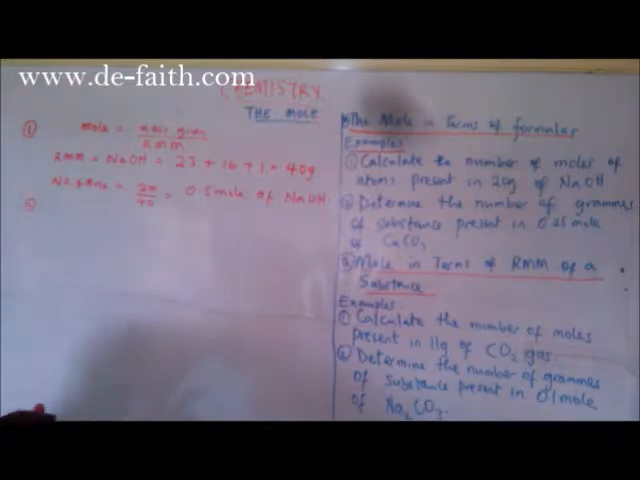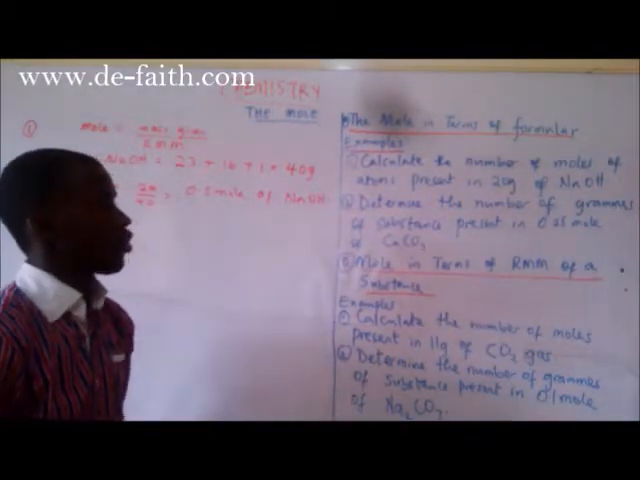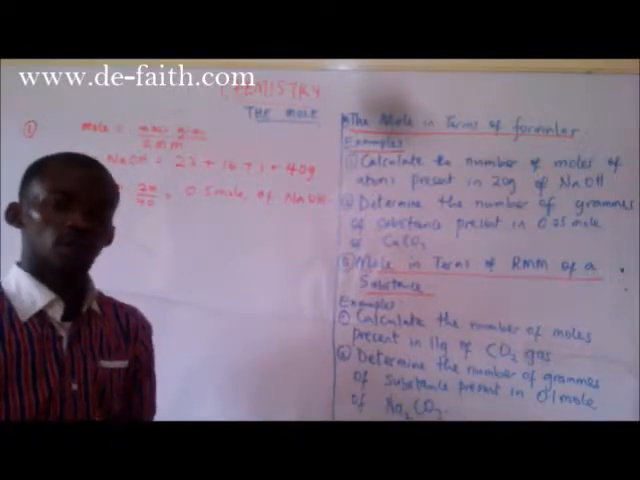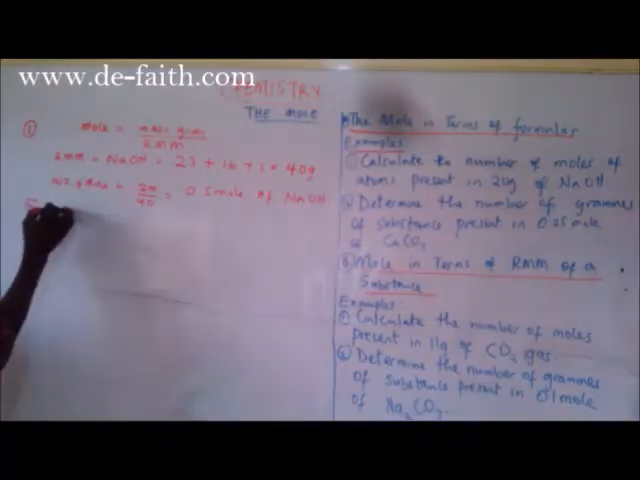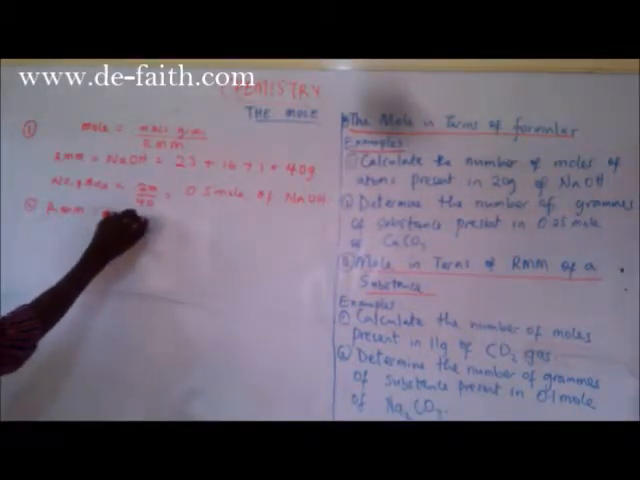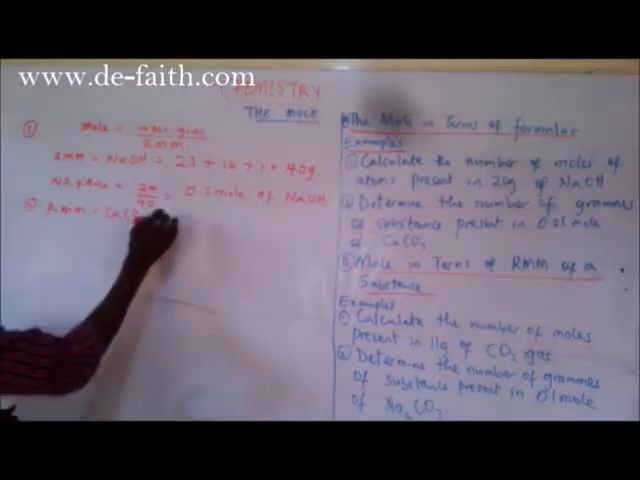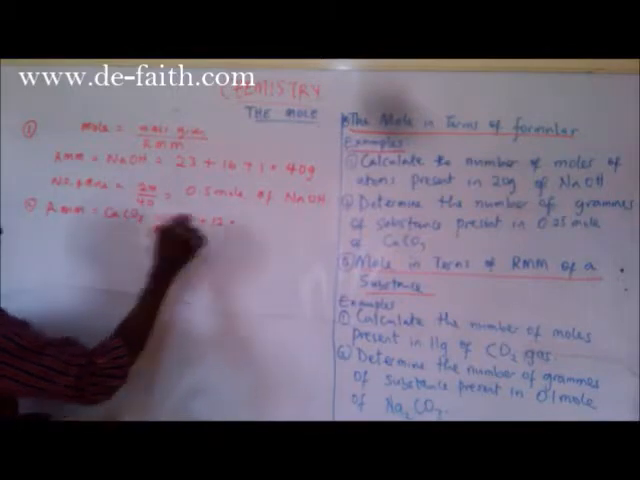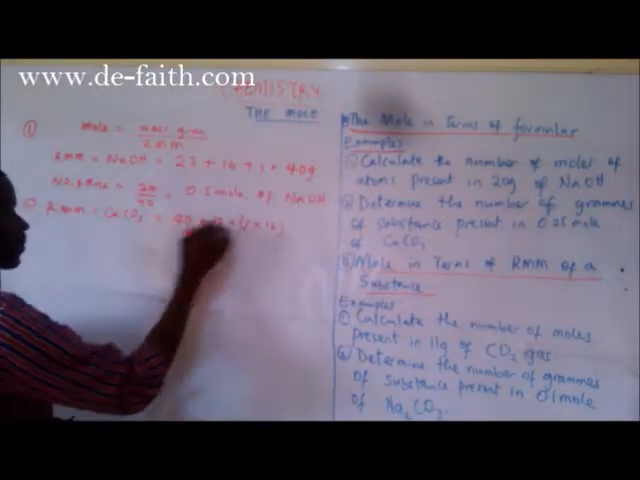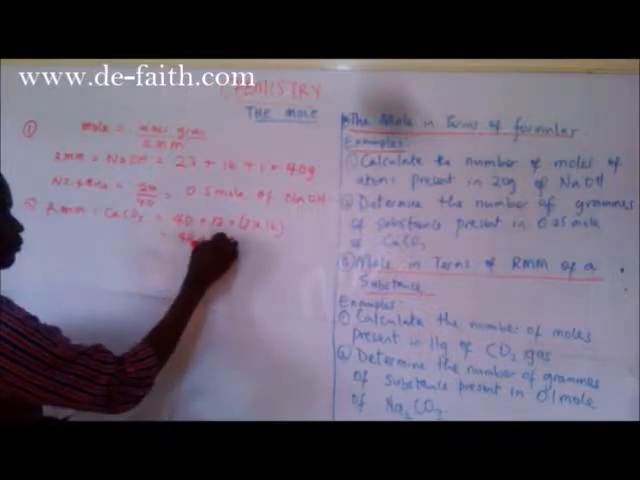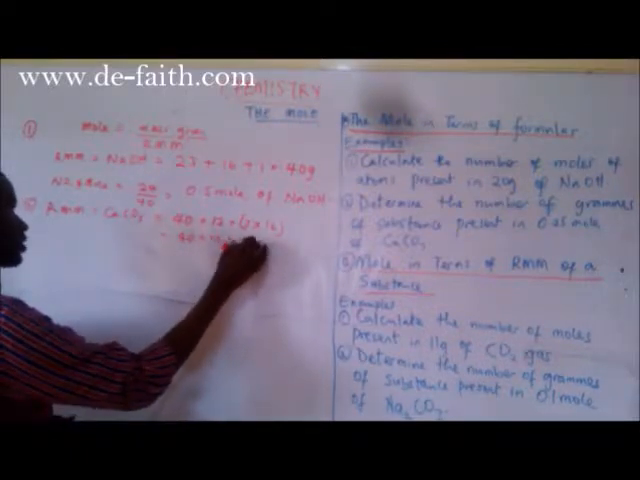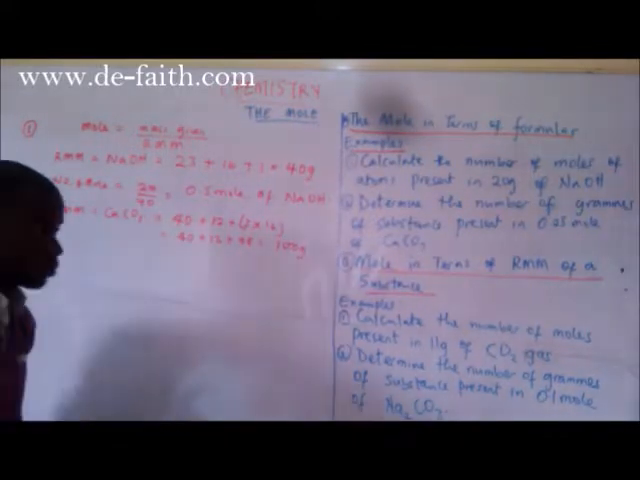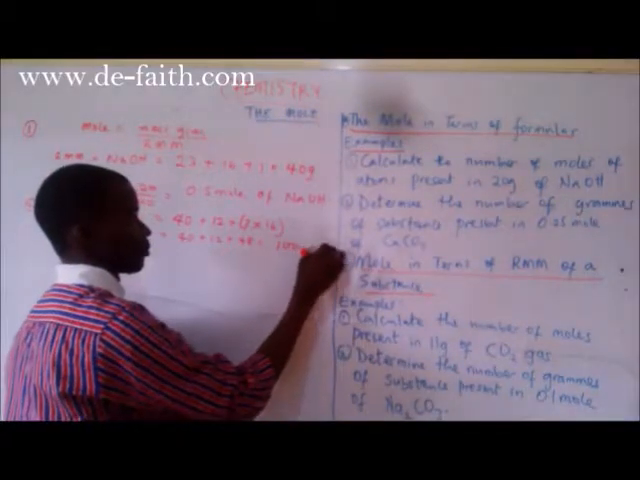Example 2. We have to determine the number of grams of substance present in 0.25 mole of calcium trioxocarbonate(IV). We have to calculate the relative molecular mass of calcium trioxocarbonate(IV). Calcium has a relative atomic mass of 40, carbon has 12, while we have 3 atoms of oxygen, and that is 40 plus 12 plus 48, which gives 100 gram per mole.